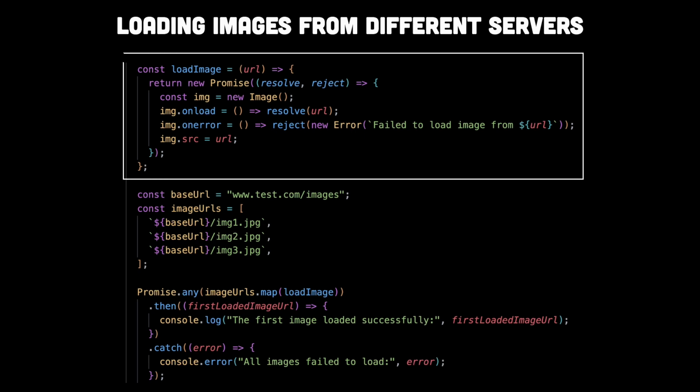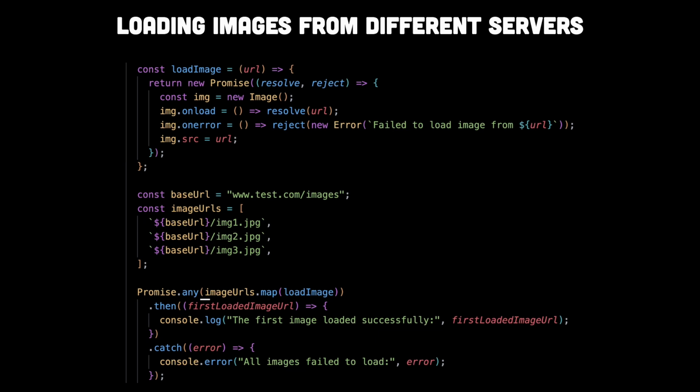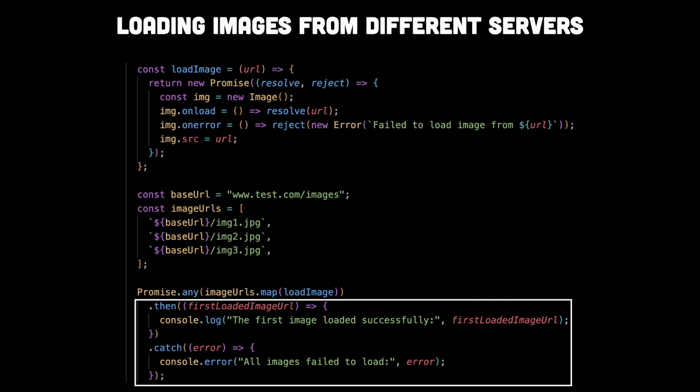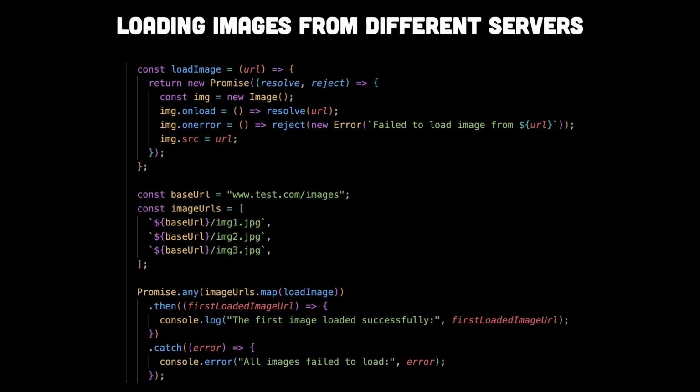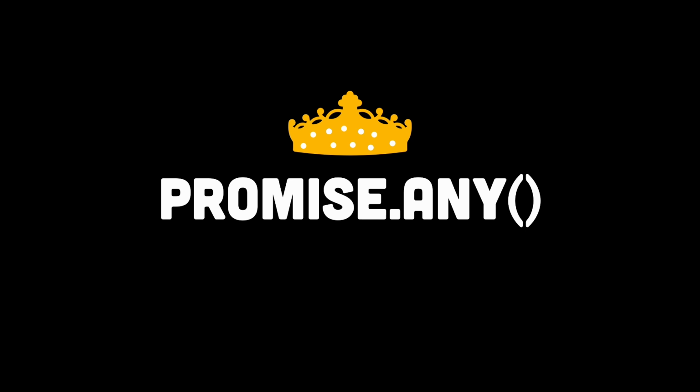In this example, the loadImage function returns a promise that resolves when an image is successfully loaded and rejects if the loading fails. The map method takes the loadImage function as callback, which returns an array of 3 promises because of 3 URLs in the imageURLs array. Then if any of the promises get resolved first, the Promise.any call ensures that the first successfully loaded image triggers the .then block. So clearly, the ability of Promise.any to resolve with the value of the first fulfilled promise makes it particularly useful in scenarios where you're interested in the fastest result amongst asynchronous operations.